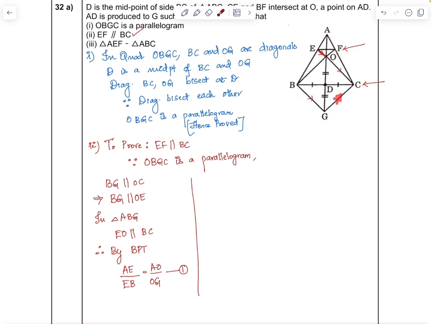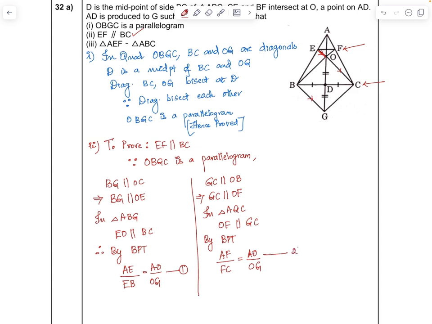Similarly, GC is parallel to OB. The line segment OF is a part of this OB. Therefore, GC is parallel to OF also. Now let's observe this triangle AGC. OF is parallel to GC, which means by BPT, AF upon FC is equal to AO upon OG. Let's name this as equation 2.